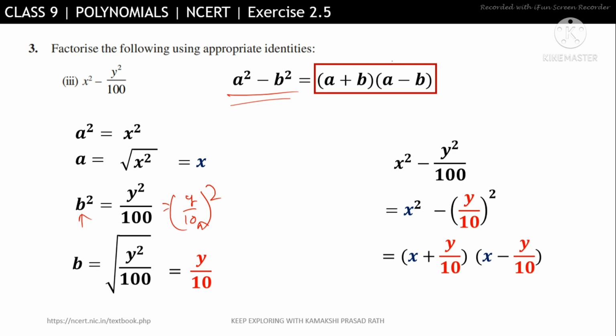So in this way we can use the identities to solve these types of questions.